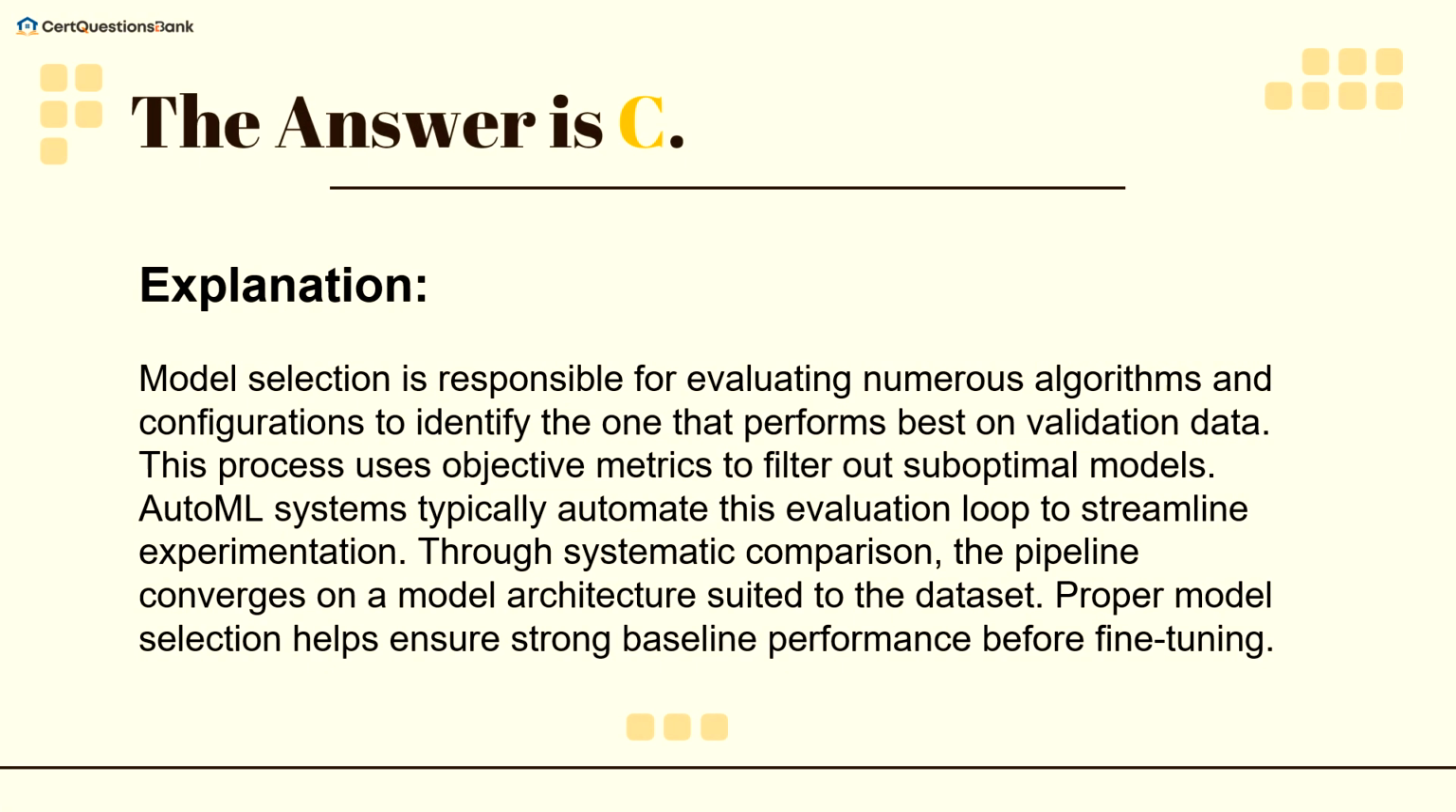The answer is C. Model selection is responsible for evaluating numerous algorithms and configurations to identify the one that performs best on validation data. This process uses objective metrics to filter out suboptimal models. AutoML systems typically automate this evaluation loop to streamline experimentation. Through systematic comparison, the pipeline converges on a model architecture suited to the dataset. Proper model selection helps ensure strong baseline performance before fine-tuning.